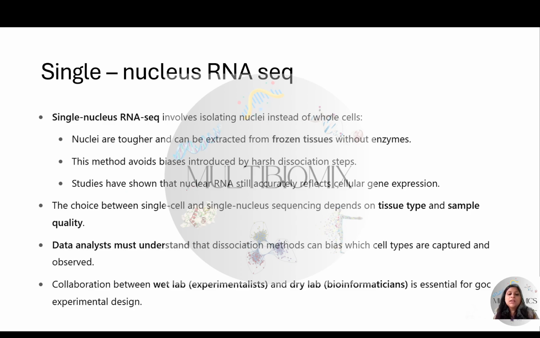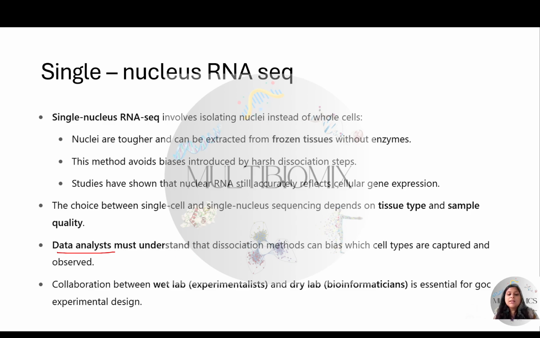Studies have shown that nuclear RNA will also accurately reflect the cellular gene expression, as equally as cytoplasmic RNA, right? So the choice between single cell and single nucleus sequencing depends on your tissue type or the quality of the sample. We have seen whether it is frozen or a very old sample, right? And if the quality is not good, then you go for the nucleus. Don't take single cell RNA.